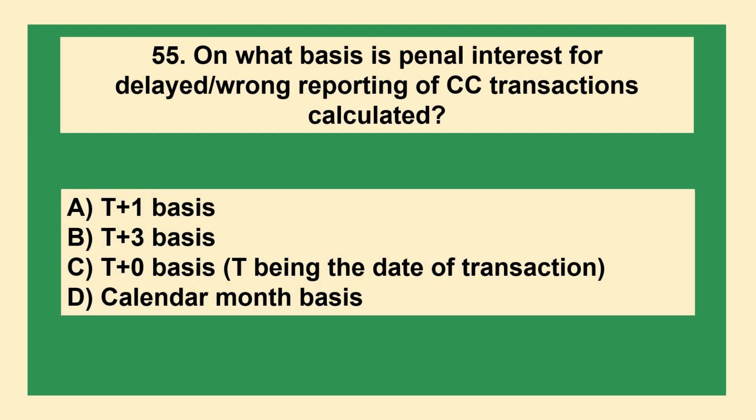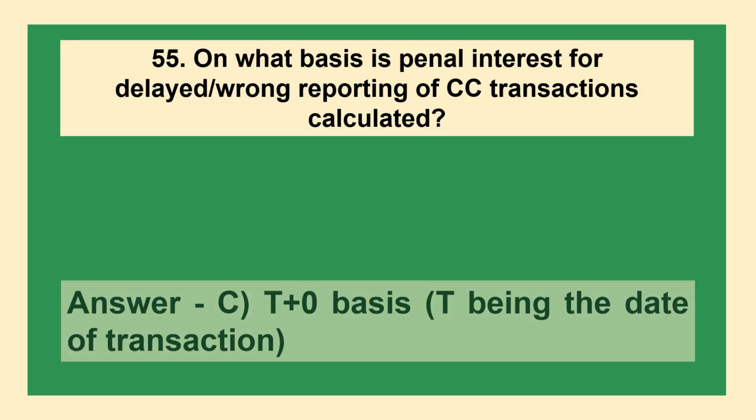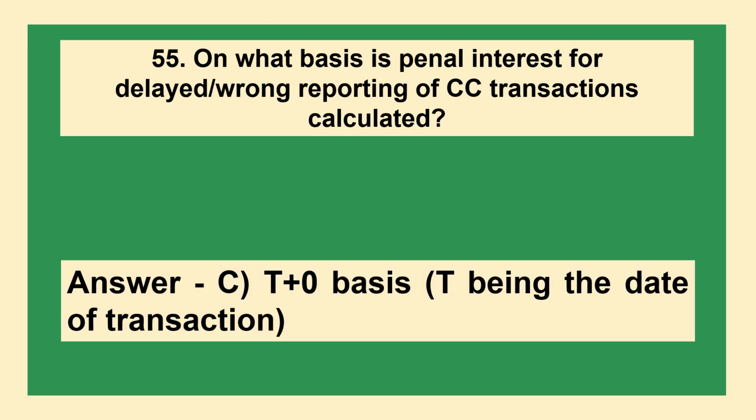On what basis is penal interest for delayed or wrong reporting of CC transactions calculated? Option A, T plus 1 basis. Option B, T plus 3 basis. Option C, T plus 0 basis, T being the date of transaction. Option D, calendar month basis. The answer is option C, T plus 0 basis, T being the date of transaction.